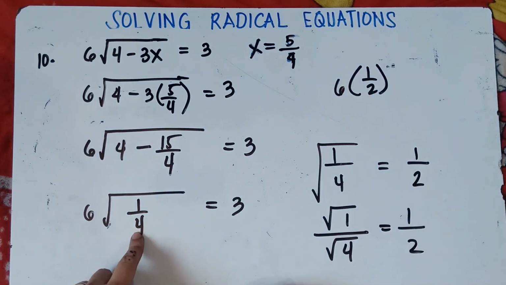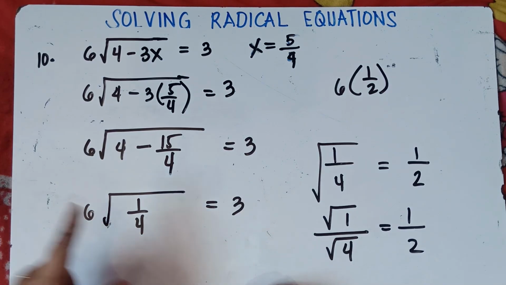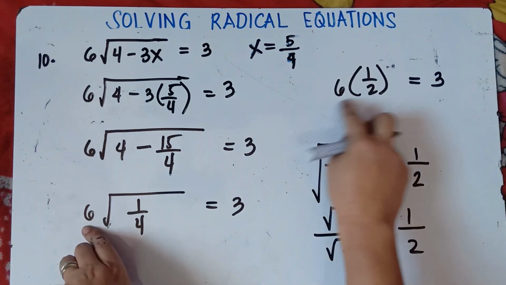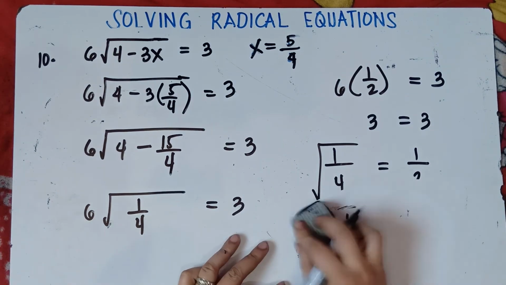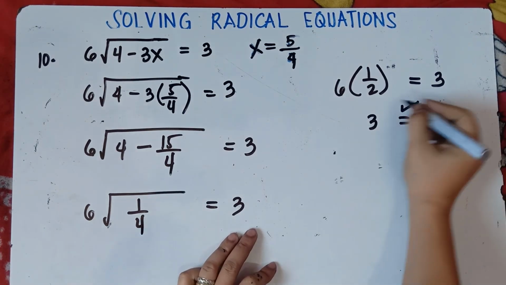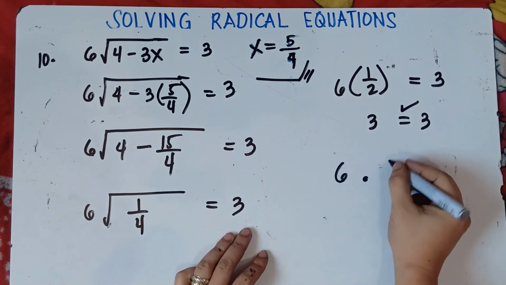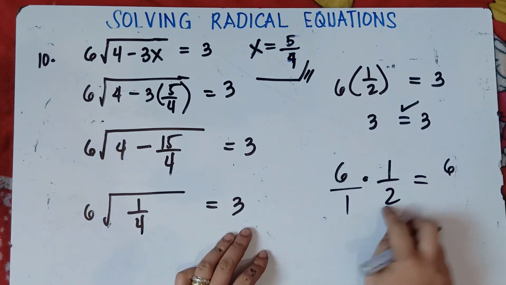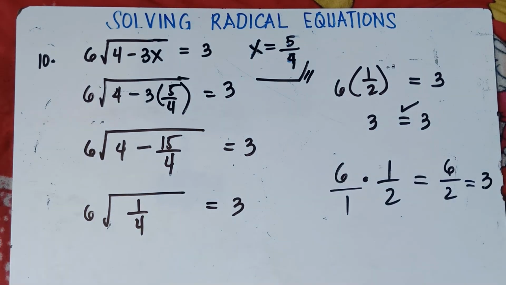Once again, once you get the square root of 1/4, which is 1/2, you multiply it by 6, equals 3. So 6 times 1/2 would be 3, equals 3. Alright, so therefore, our answer is correct, class, that x is equal to 5 over 4. Once again class, 6 times 1/2. So 6 times 1 is 6. Understood that there's 1 here. 1 times 2 is 2. 6 divided by 2, that is 3. So 3 is equal to 3. Right, that's the answer class for number 10.